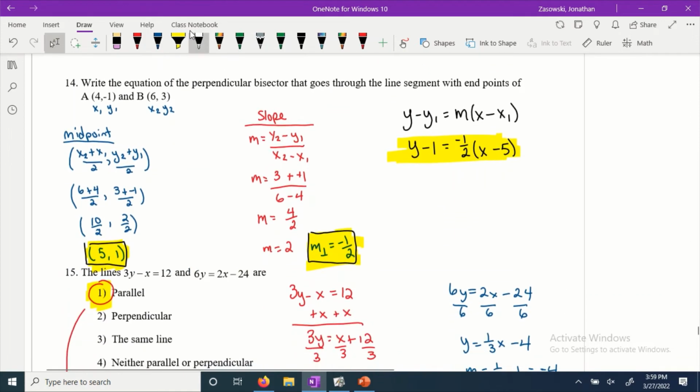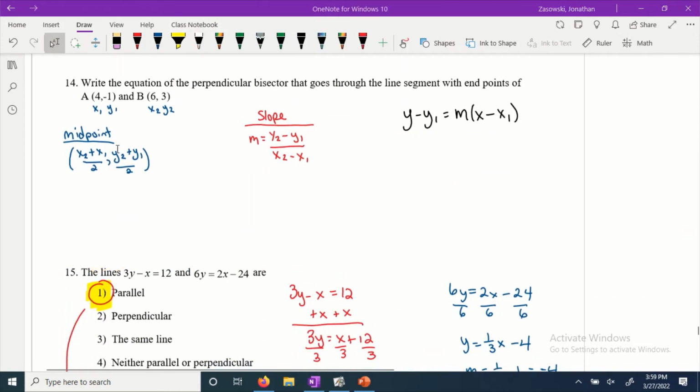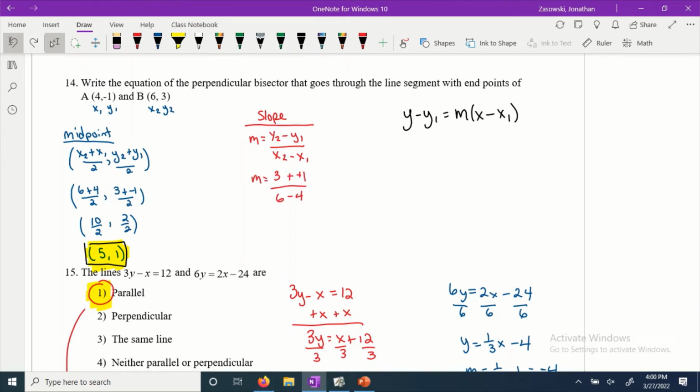Number 14, equation of the perpendicular bisector. So once again, find the midpoint. We plug in our coordinates: x2 plus x1, 6 plus 4 over 2, 3 plus -1 over 2, which is 10 over 2 and 2 over 2, so 5, 1. And then our slope, which is y2, 3 minus -1 over 6 minus 4. That's going to be 4 over 2, which is 2. Remember, perpendicular means the slope is the opposite reciprocal. And we're going to plug the point (5, 1) and -1/2 in. So we're going to end up getting y minus 1 equals -1/2 times x minus 5.